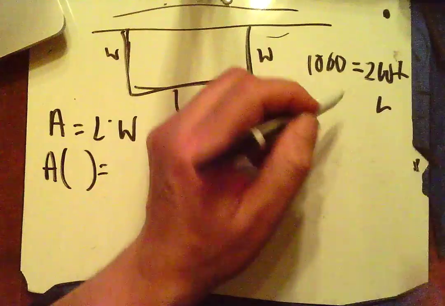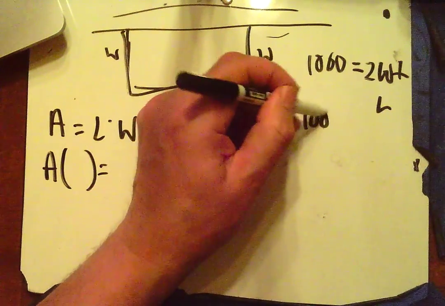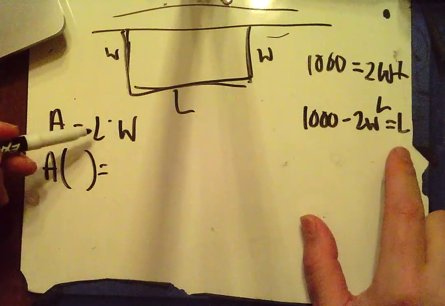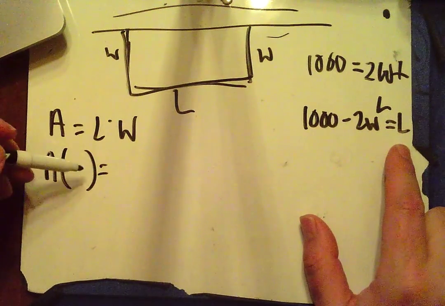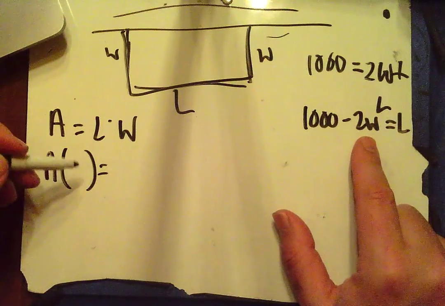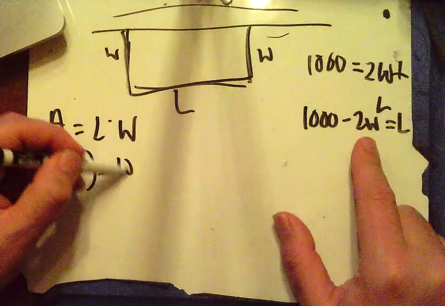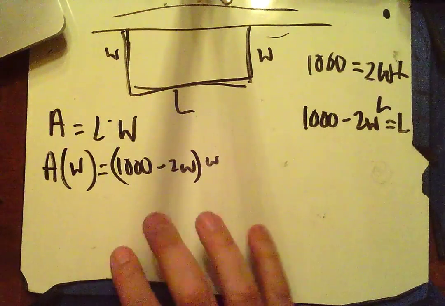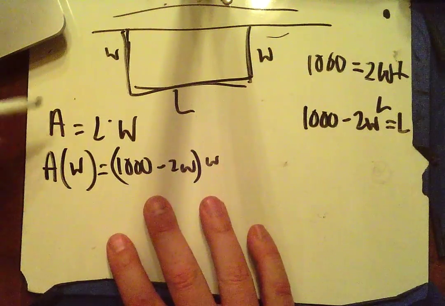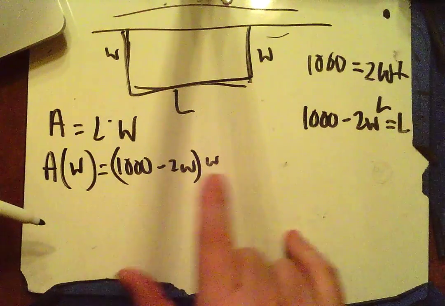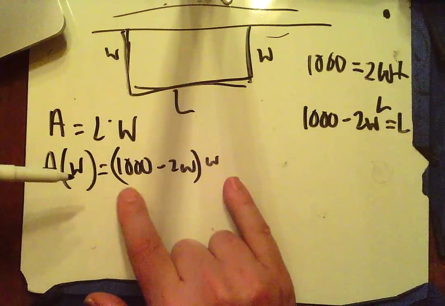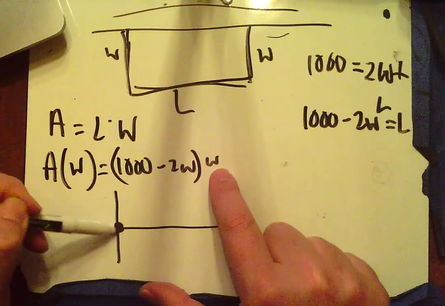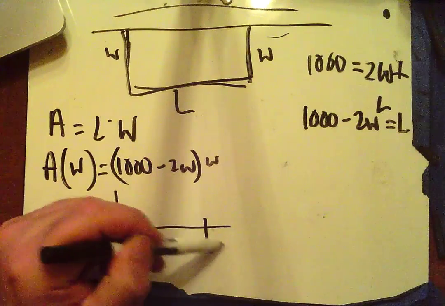So I'm going to come over here to my helping equation, and I'm going to say that 1,000 minus 2w equals L. Therefore, where I see L over here, I can replace L with 1,000 minus 2w. So I'm going to have 1,000 minus 2w times w. Sure, distributing here is great, but check it out. We actually know where the intercepts are here. One of them is at 0, and the other one is at 500.